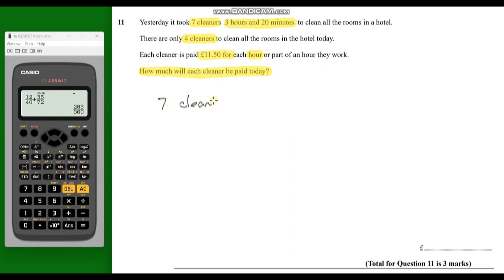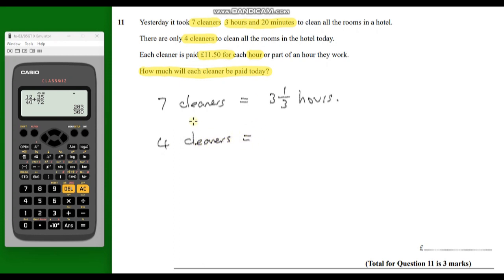So 7 cleaners. How long does that take? 3 hours and 20 minutes. Now I'm just going to convert this to hours, because 20 minutes is a third of an hour. So that would just be 3 1/3 hours. I'm going to write that instead. So 3 1/3 hours. First of all, we need to work out how long it will take for 4 cleaners.